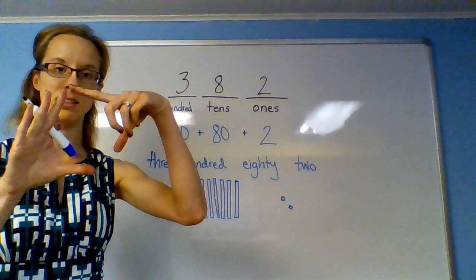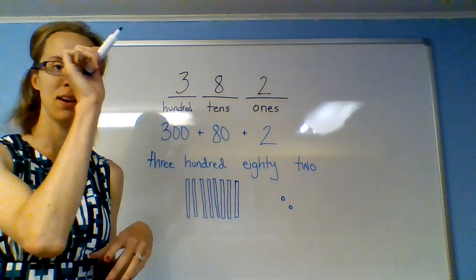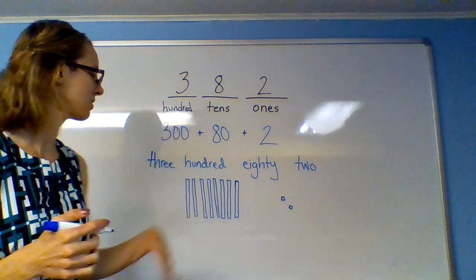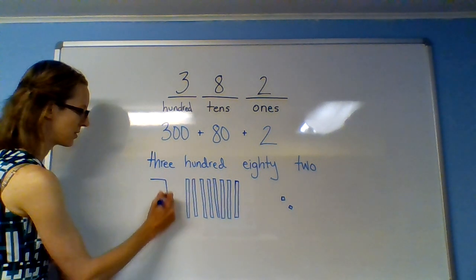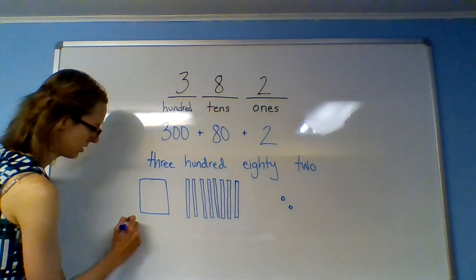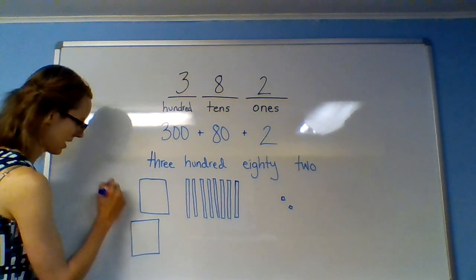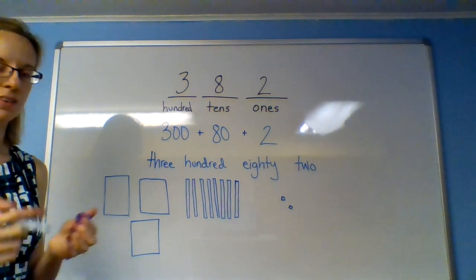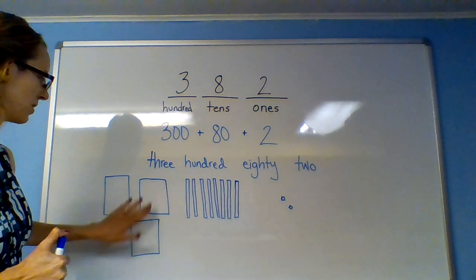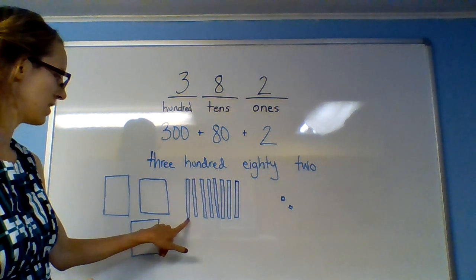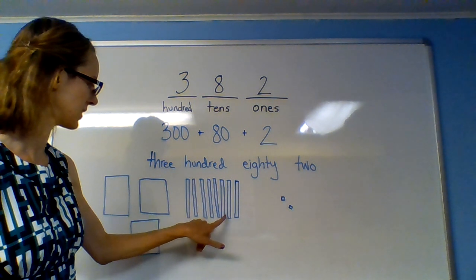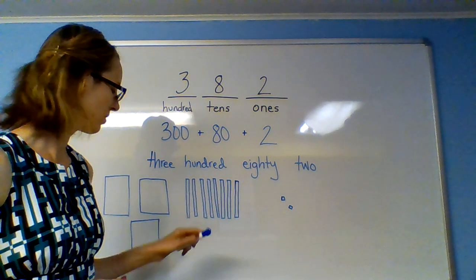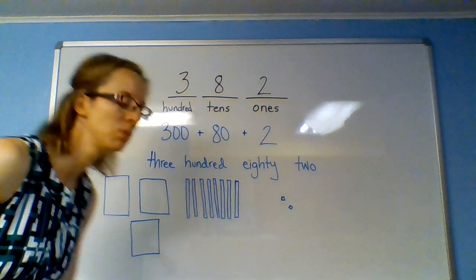And so that's a square that would be 10 by 10. So each flat has 100 of these little cubes in it. In this case, I would need 3 flats. If this is the number I was given, I could count up 100, 200, 300, 310, 20, 30, 40, 50, 60, 70, 80, and 2 little ones would make 382.